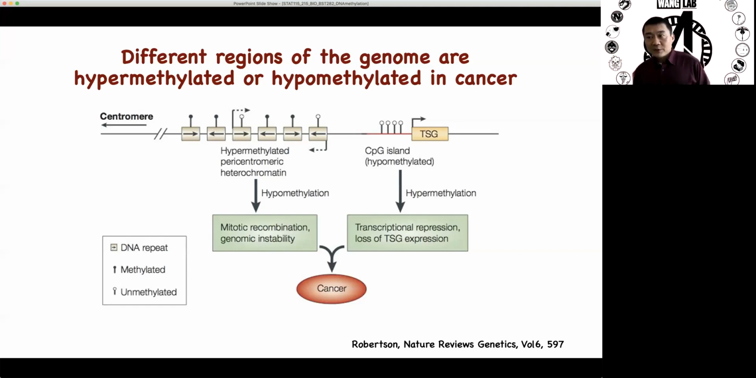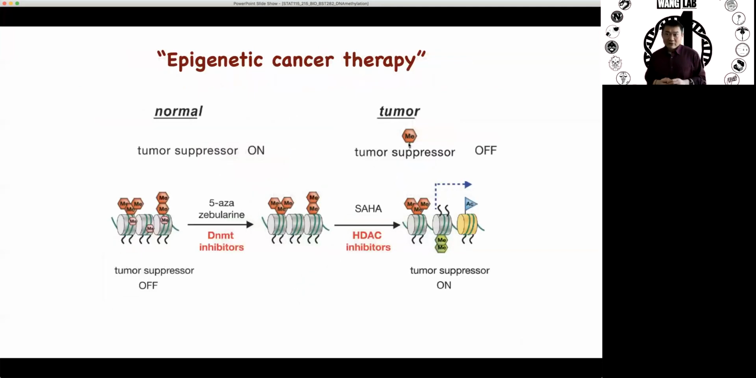If you mutated or deleted the tumor suppressor gene, there's nothing you can do, right? But if the tumor suppressor gene is methylated, the gene is actually still wild type, right? So this actually gives a hope. Maybe this is a new way to treat cancer cells. Well, it's not new anymore. This is actually a fairly hot field for about 20 years now.